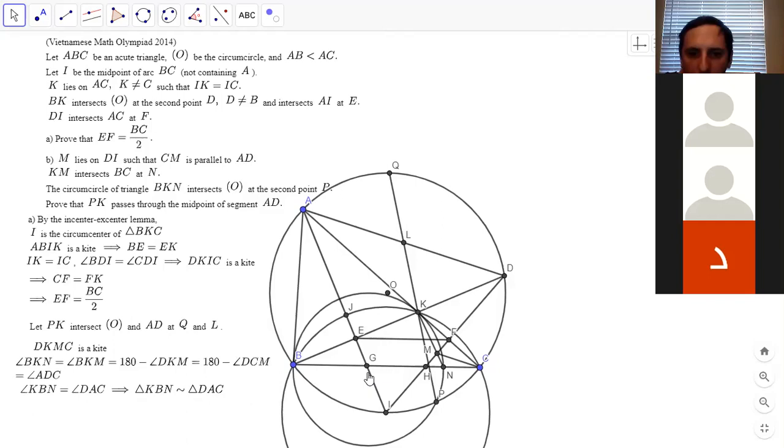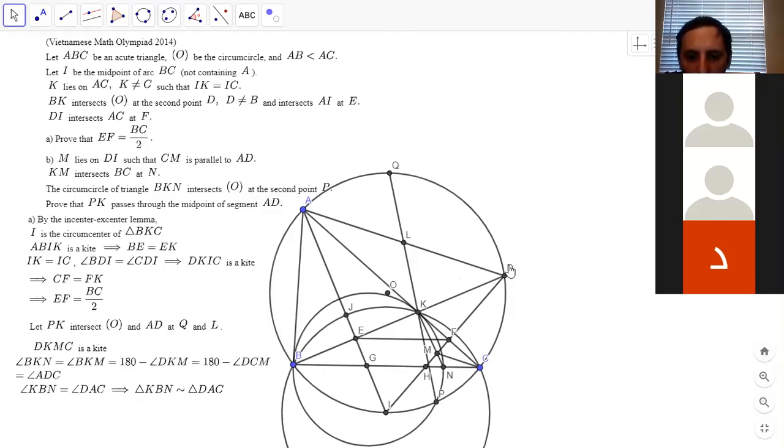I forgot how it continues here. So triangle KBM is similar to DAC. So angle BNK is equal to ACD. So BK is similar to ACD. So angle BNK is equal to angle ACD, right? Yes, I agree with that.